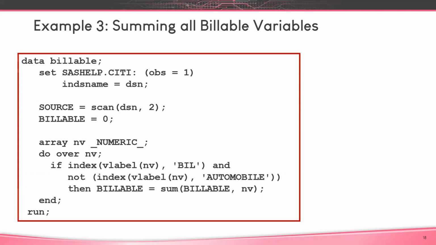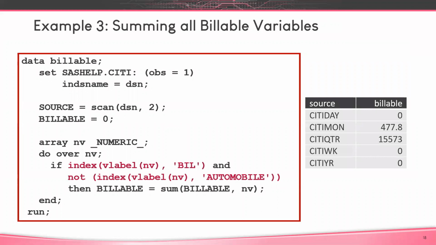And so I'm looping through all of these numeric values because we know that the billable variables are going to be numeric. But when I started doing that, I noticed that there was a variable that had the label automobile, which of course has VIL in it. So I had to make sure I excluded those as well. But I used the VLABEL function to actually look at all of the labels associated with all of those variables to retrieve that information. And so this is my final data set.